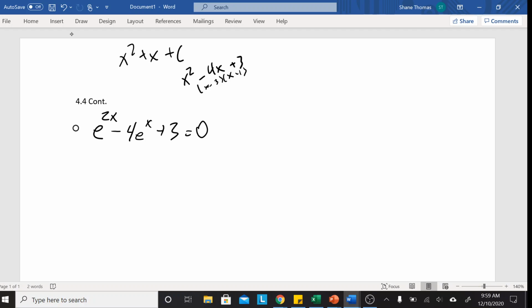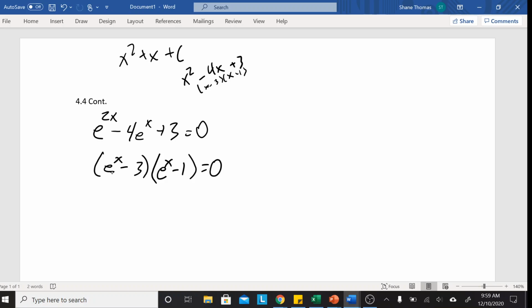The only difference is now my x is e to the x, right? So this guy's going to factor to e to the x minus 3 and e to the x minus 1. That's equal to 0.